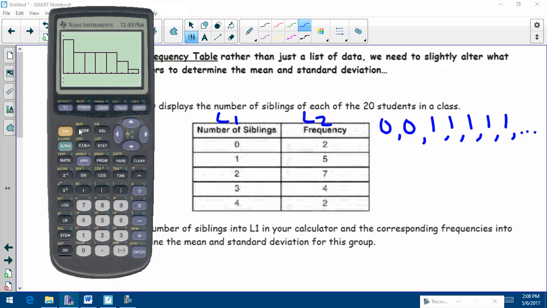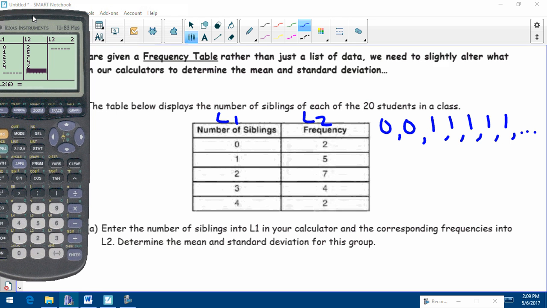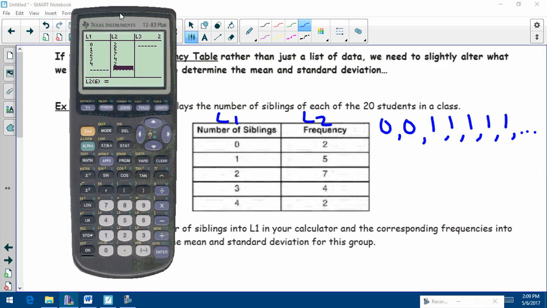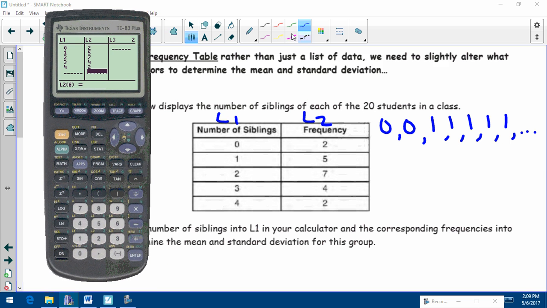So if you go back to your calculator, go back to stat again and edit. Take out all those values you put into L1. Remember, go up to L1, hit clear and enter. Put all these number of siblings into L1. So 0, 1, 2, 3, or 4. Into L2, we're going to put the corresponding frequencies, 2, 5, 7, 4, and 2. So that's what part A said to do. Enter the number of siblings into L1 and the corresponding frequencies into L2. Determine the mean and standard deviation for this group.